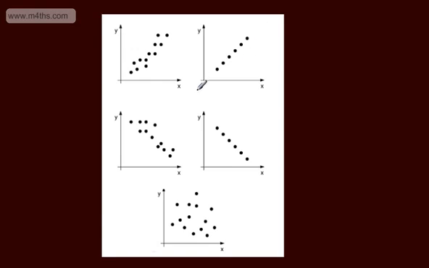This one looks to be perfect or near perfect positive correlation. They're all in a straight line. This one looks to be fairly strong negative correlation, and this looks to be near perfect, if not perfect, negative correlation. This one right here, we could say there's no linear correlation. That doesn't mean that there's no relationship between x and y, it just means that it's not a linear relationship.